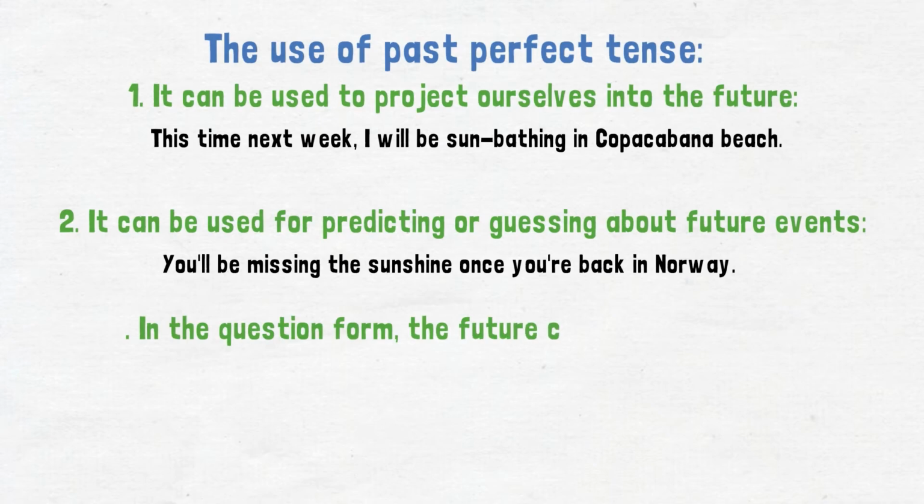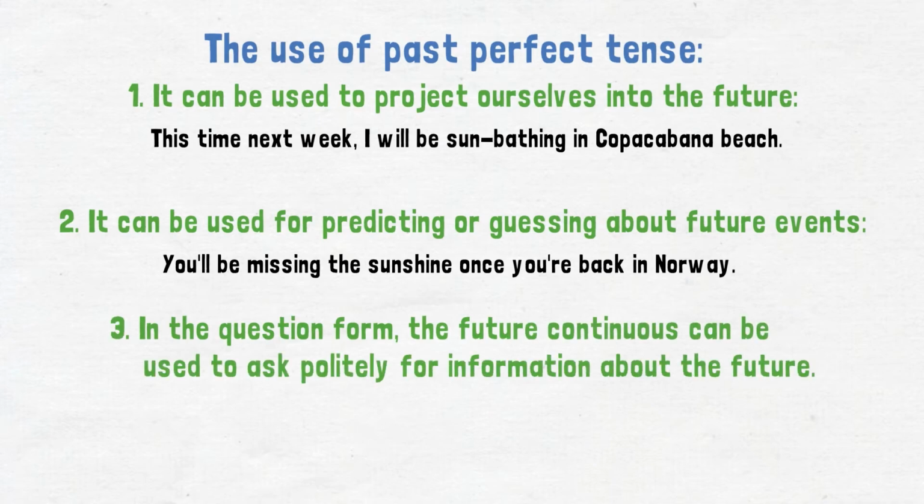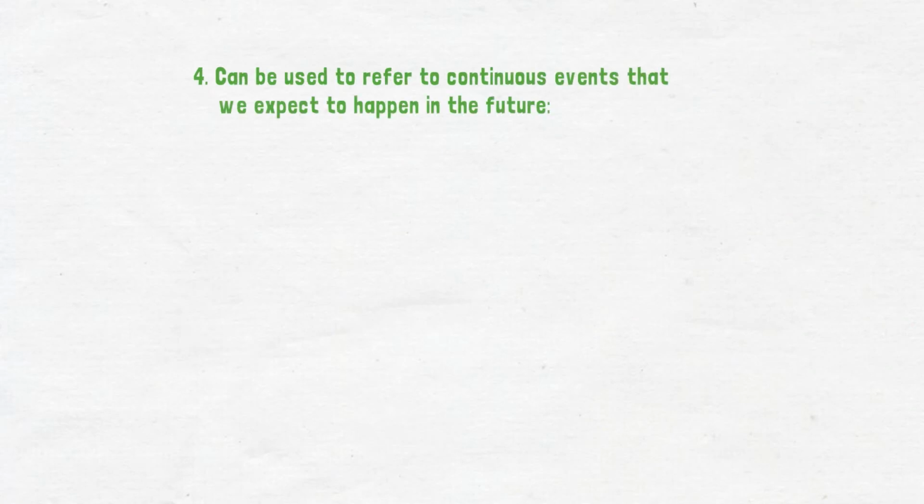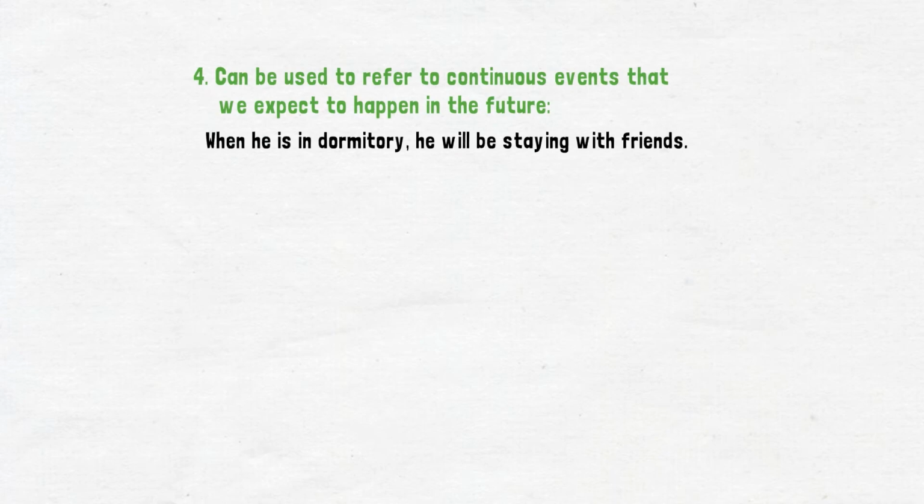In the question form, the future continuous can be used to ask politely for information about the future. For example, will you be bringing your friend to the party tonight? The future continuous can be used to refer to continuous events that we expect to happen in the future. For example, when he is in the dormitory, he will be staying with friends.